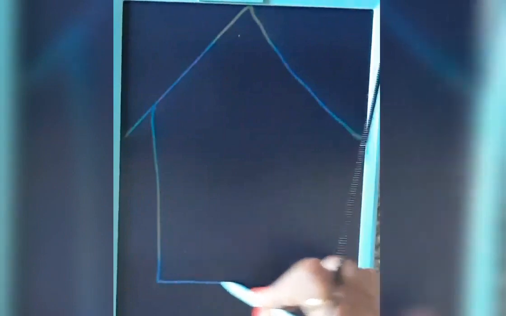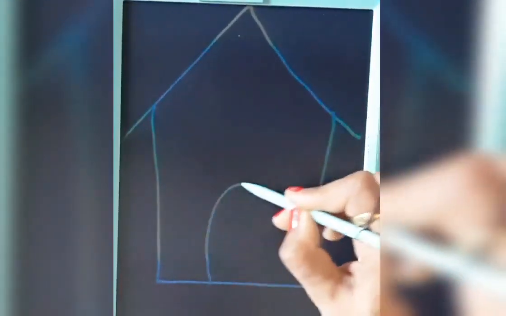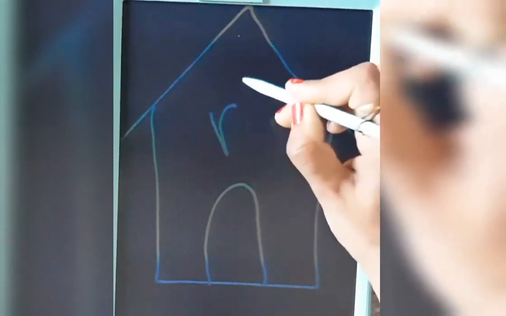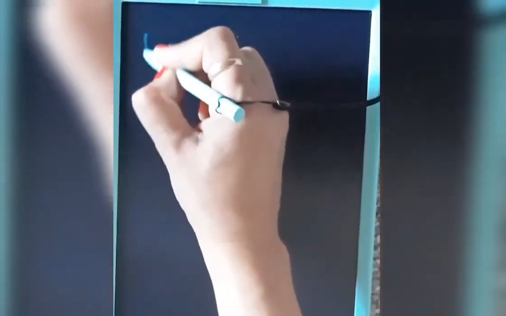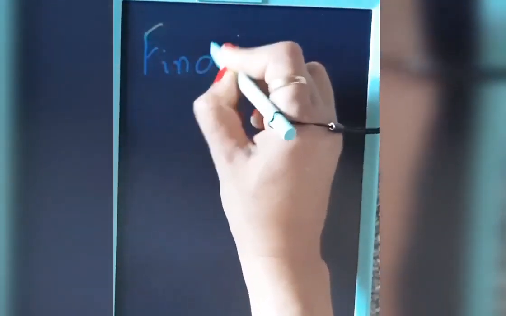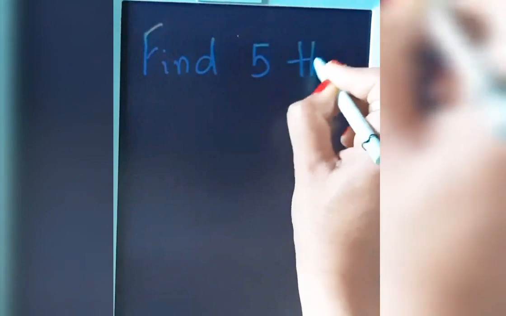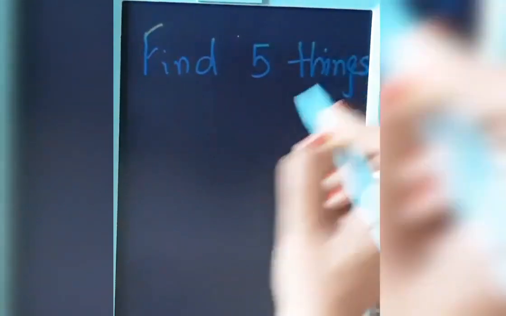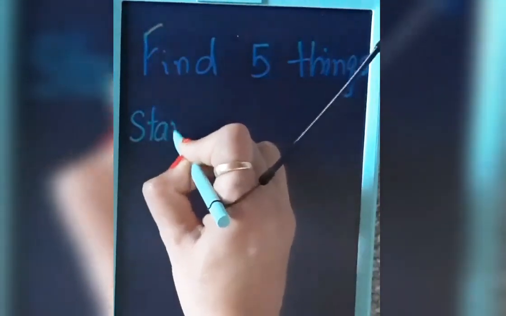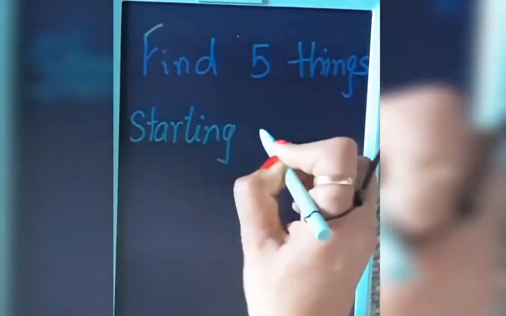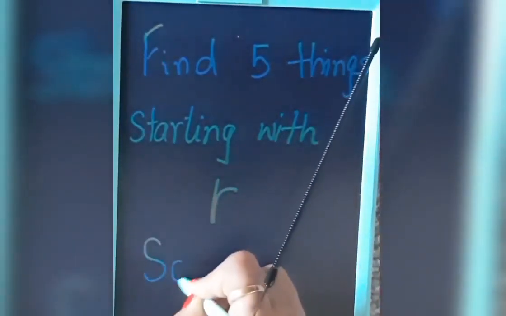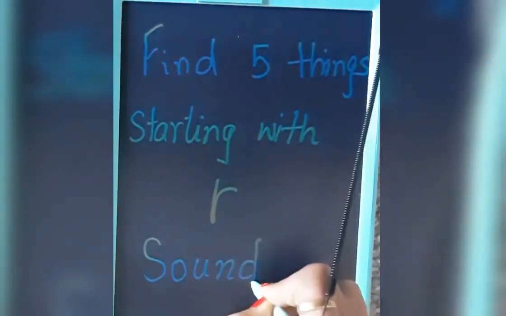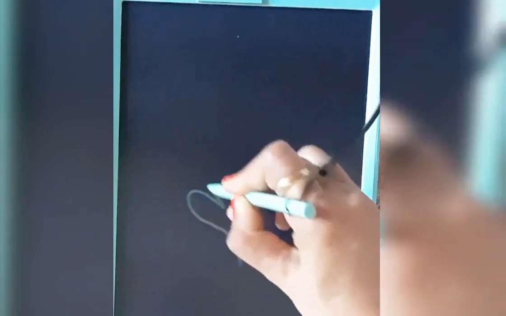And now it's time to look around you. Look around your house. Can you find some things starting with R sound? Try to find 5 things starting with R sound.